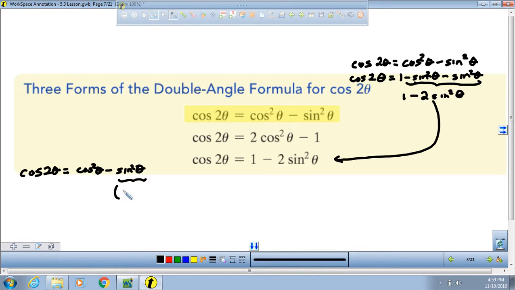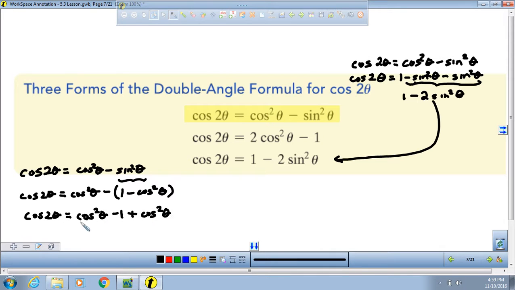Sine square of theta is the same as 1 minus cosine square of theta using the Pythagorean identity. So if we use that, look at what it gives us. Cosine of 2 theta equals cosine square of theta, then distribute the negative, that's -1, and negative times negative is plus cosine square of theta.